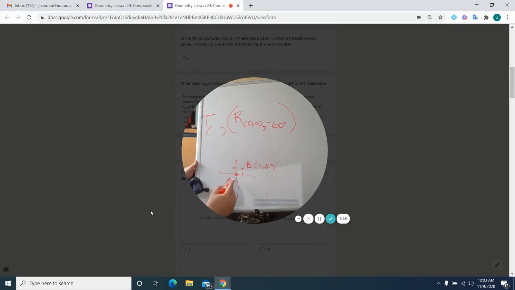If you went from 0, 0 up to 1, 1, well, we went over 1 and up 1. So our translation is 1, 1. So this right here says take whatever the object is, and we don't need to draw it yet. Rotate around the point 0, 0, so whatever the object is, rotate clockwise 60 degrees, and then once you're there, you move up 1 over 1. That's what this is all telling us to do.